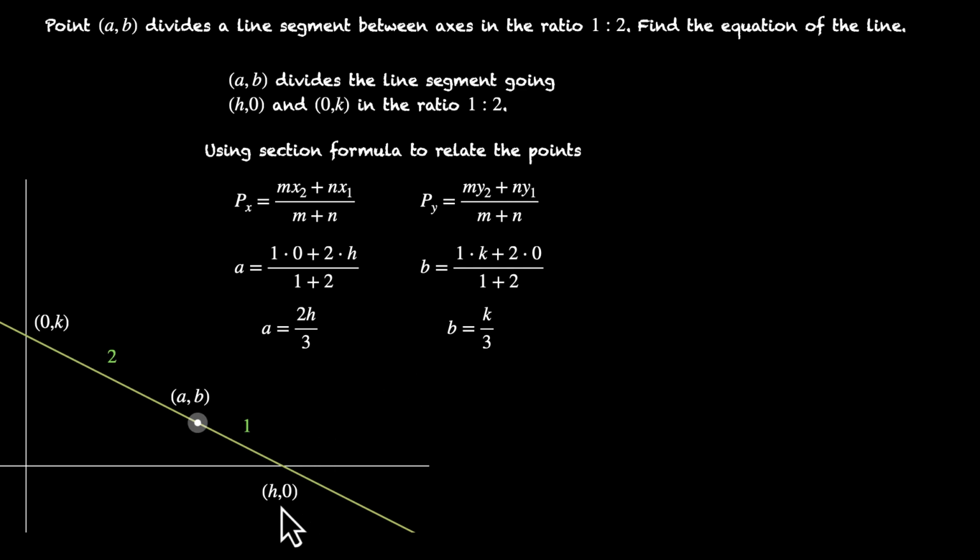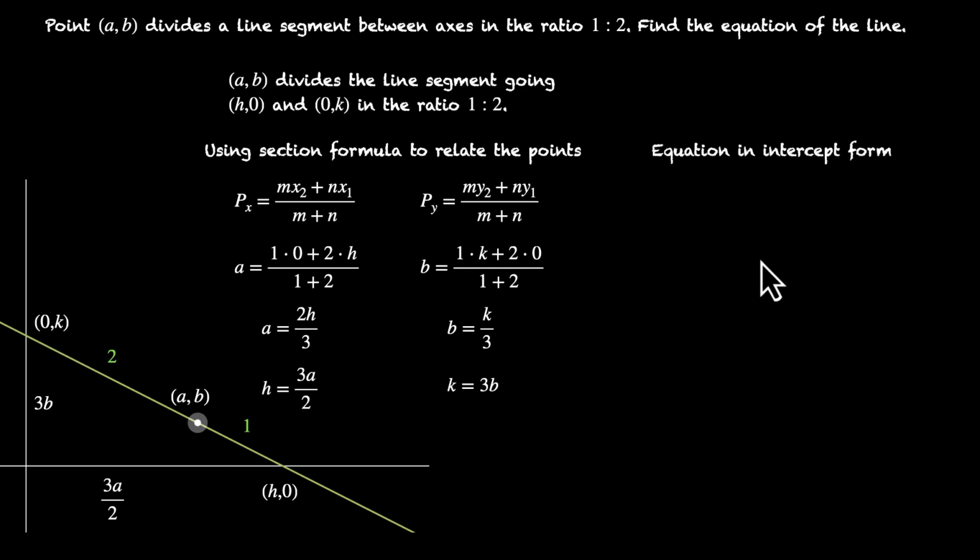Now we need to write h and k in terms of a and b. So h is 3a/2, we move things to the other side, and k is equal to 3b. So now we know the intercepts as well. We knew the point, and using the ratio, using the section formula, we now know the intercepts. So h is 3a/2, which means the x-intercept is 3a/2, and k is 3b, which means the y-intercept is 3b. And now we know the intercepts in the form of a and b.